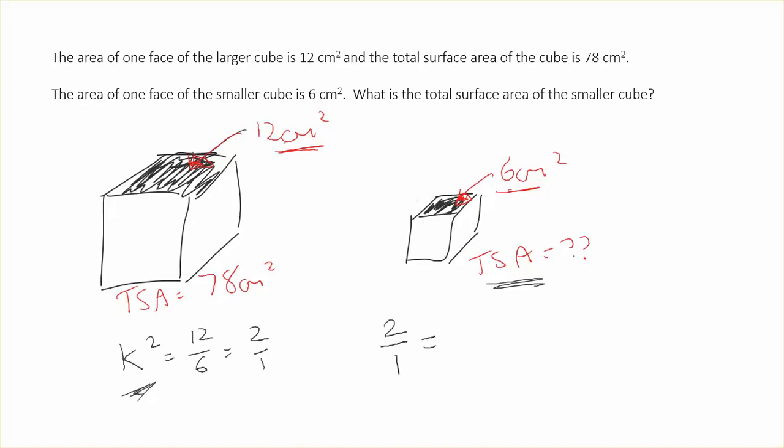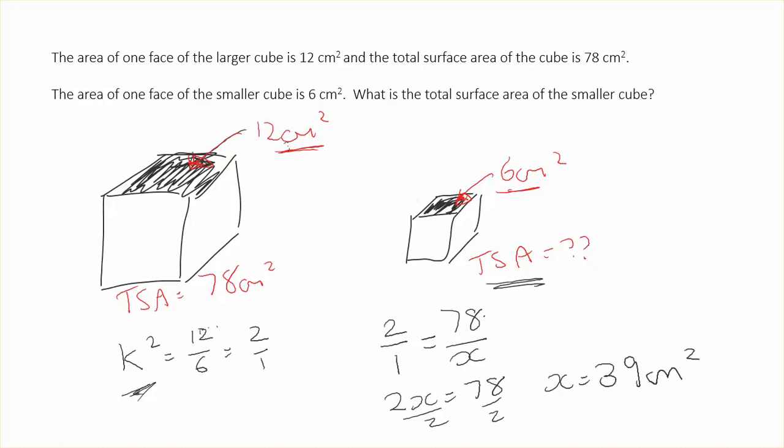2, my 12 went in the denominator, so my 78 goes in the numerator. Then I just cross multiply. So I have 2x equals 78. Divide by 2 on both sides. X equals 39 centimetres squared.